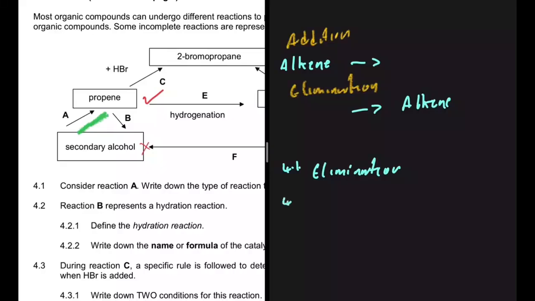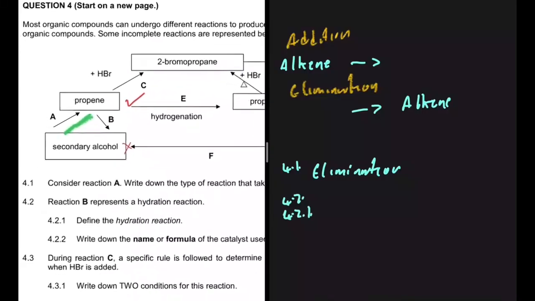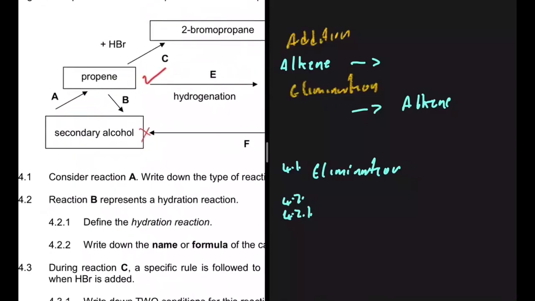Let's do 4.2 and 4.2.1. Reaction B represents a hydration reaction. Let's look at B. At B, we're starting with propene and we end up with a secondary alcohol. And then we are told that that reaction is a hydration reaction. Now what we're asked to do is to define hydration reaction. It is the addition of water to a compound.